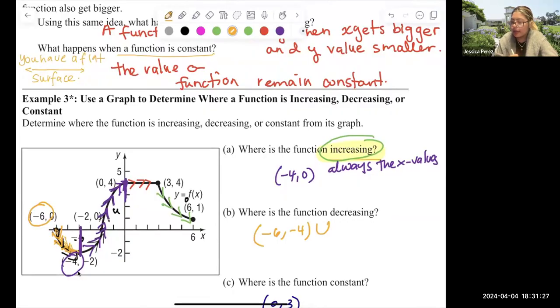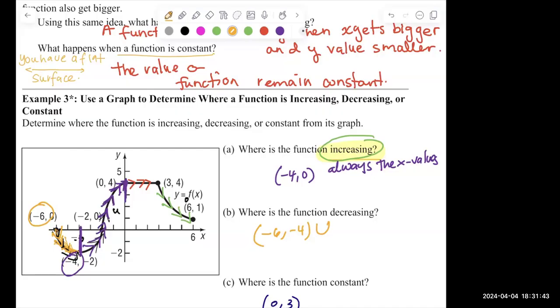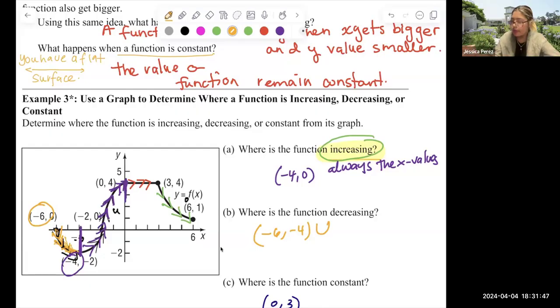And then again, a union. This little U thing means that I have more decreasing intervals. From where to where is it decreasing? From which x values? So I already have the first one from here to here. Where is the other one? 3 to 6. Thank you, Michael. From 3 to 6. And that's my answer.